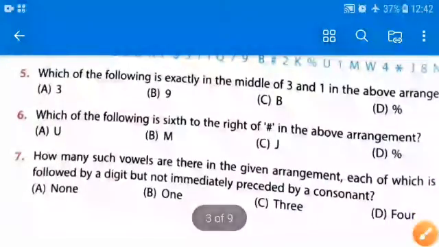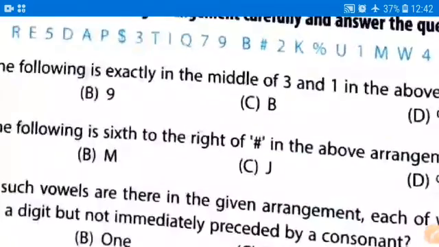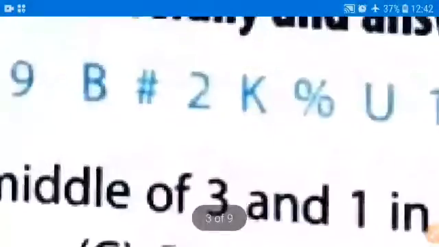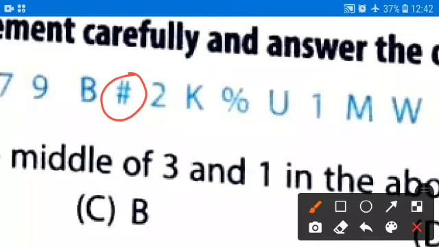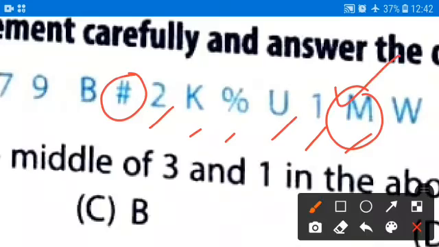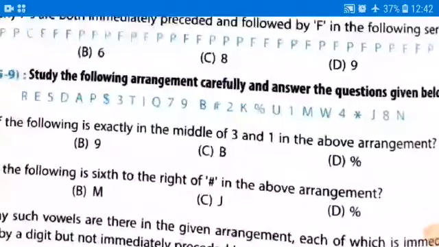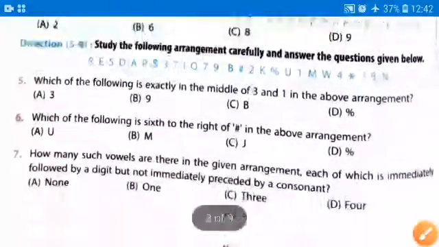Now moving further to question number 6. Which of the following is 6th to the right of hash in the above arrangement? So first of all, find out where the hash is. This is our hash, and 6th to the right means 1 2 3 4 5 6. Answer is M. Option B is the correct answer. Very simple questions.